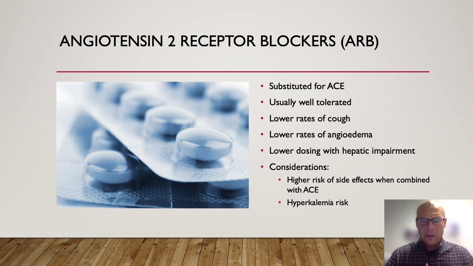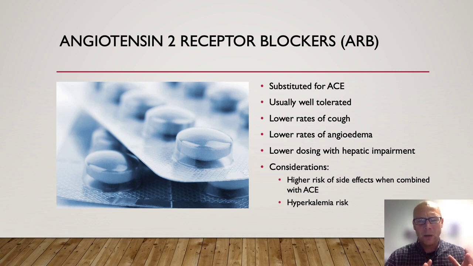So you put them on an ACE inhibitor and they get this coughing fit. They can't stop coughing. One thing you can substitute are the ARBs, the angiotensin II receptor blockers: losartan, valsartan, all those other ones. I have noticed that sometimes those are usually a little bit more expensive, but they can be used as a substitute. They're very well tolerated. They have lower rates of cough and lower rates of angioedema. You do have to lower the doses with hepatic impairment with that one, but it also is kidney protective, and it's something to consider.